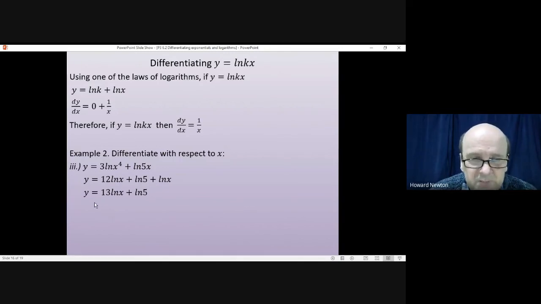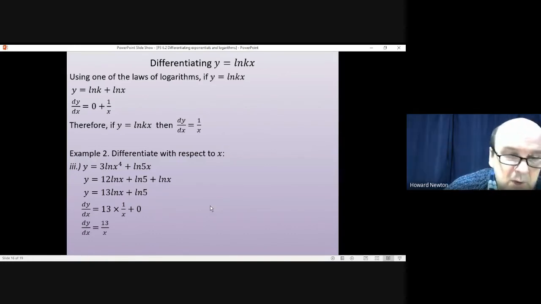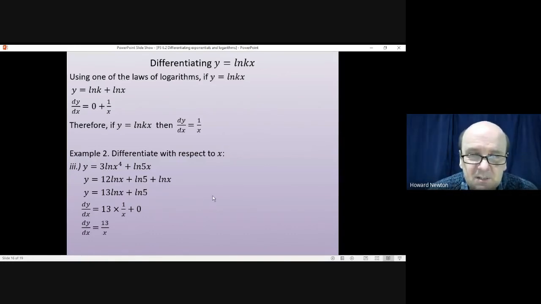Then I'll differentiate. And differentiating the 13 log x, same as before, write down the 13, differentiate the log x, that gives me 1 over x. And log 5 is a constant, so when I differentiate it, I get 0. And the final answer is dy by dx equals 13 divided by x.